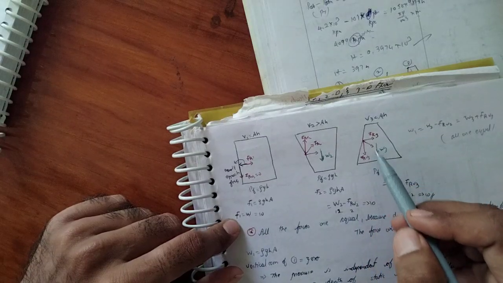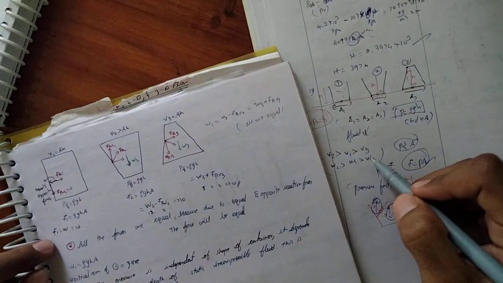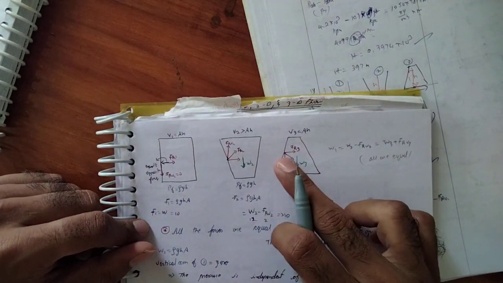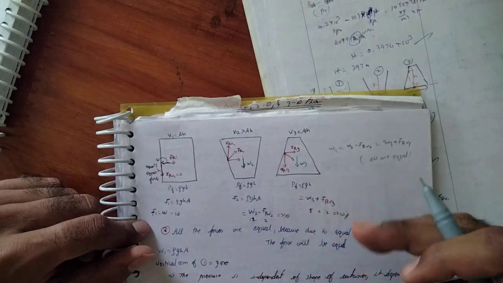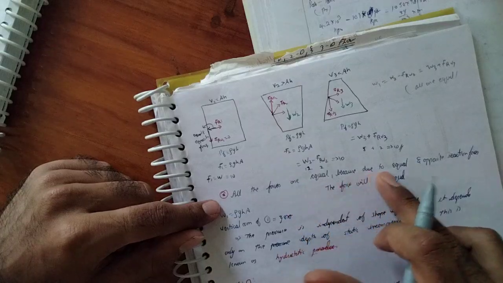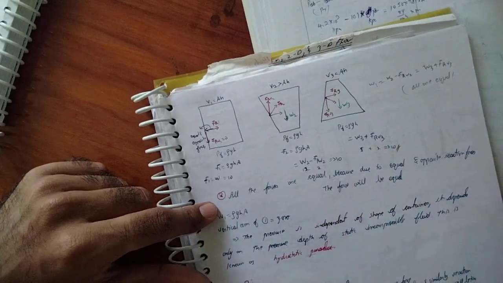So you can see in this the weight will be so much lesser, as I told about the weight W3 being so much lesser, and here the vertical reaction force acts downwards, it increases the weight. So you can see this is there. So all the forces are equal because due to the equal and opposite reaction force, the force will be equal.